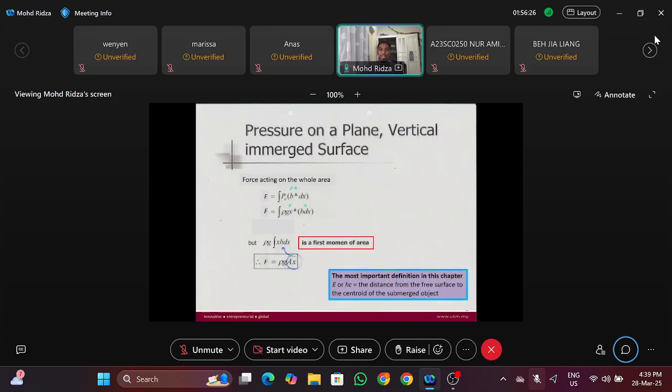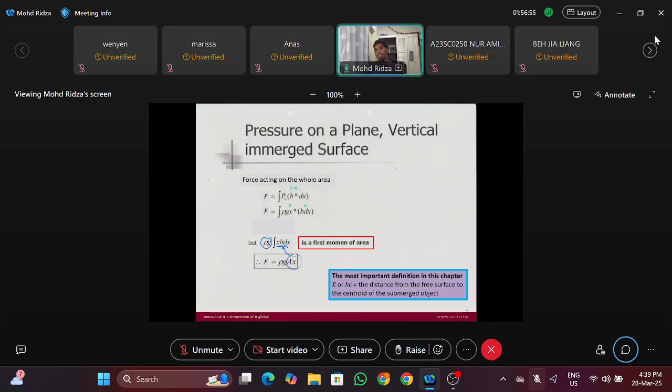So the force acting on the whole area is rho g x times b dx. You integrate them from the bottom to the top. From your mathematics, a constant which doesn't change with dx, you can bring it out. So rho g you can bring out. So that's why rho g is out. x b dx is here.